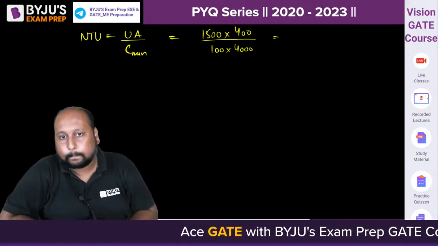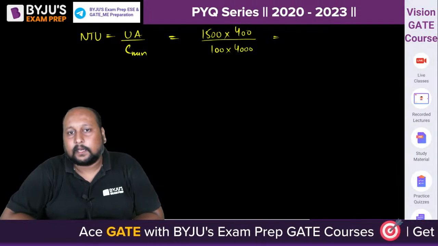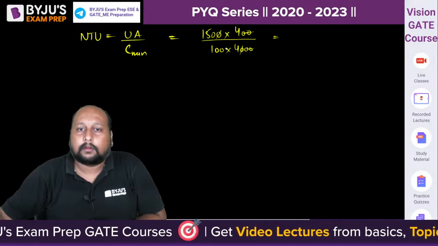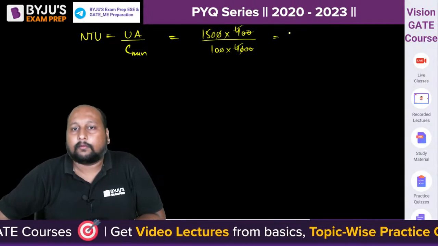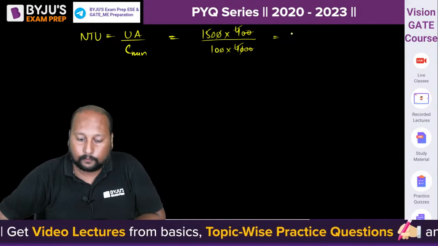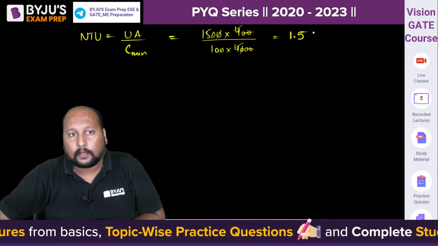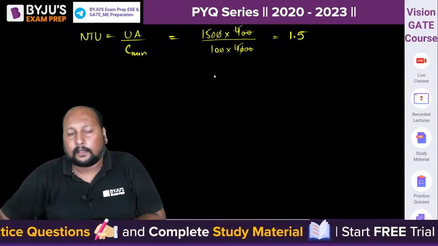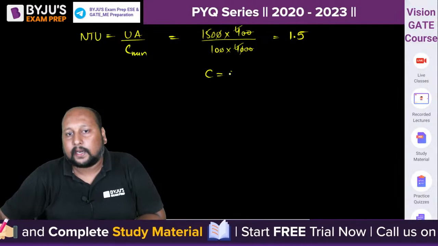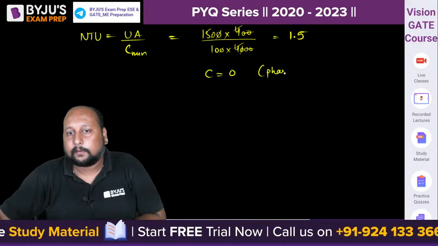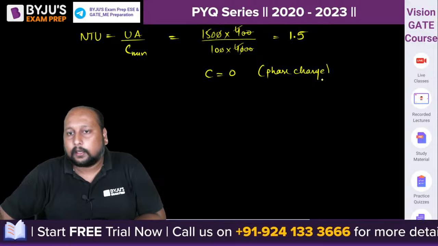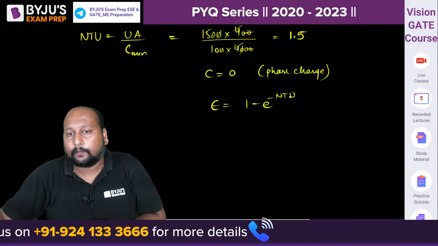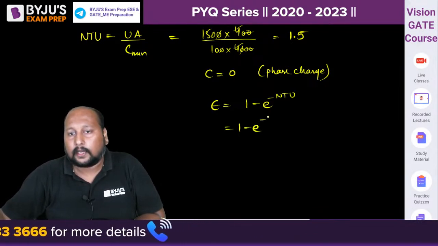Quickly. Look, cancel out this one. This will be 1.5. NTU is equal to 1.5, right? How 15? 1.5, right? So we know that C value will be tending to 0 because there's a phase change phenomena occurring. So I can say effectiveness will be equal to 1 minus e to the power minus NTU, right? So 1 minus e to the power minus 1.5.